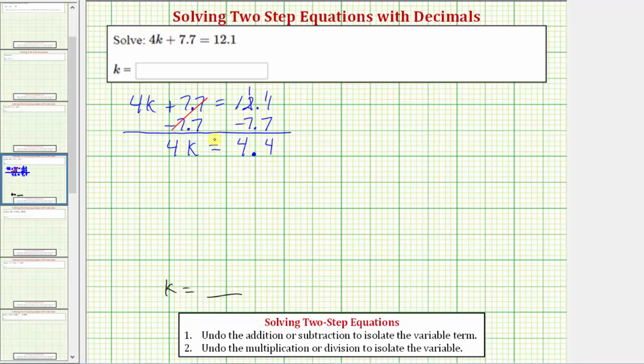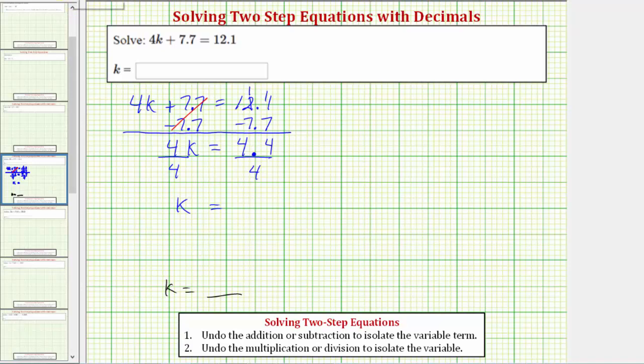So the second step is to undo this multiplication. In order to undo multiplying by 4, we'll perform the opposite or inverse operation, which means now we will divide both sides of the equation by 4. On the left, dividing by 4 undoes multiplying by 4, so the left side simplifies to just k, or we can think of this as 4 divided by 4, which equals 1, and 1 times k is k. So our solution is equal to this quotient.